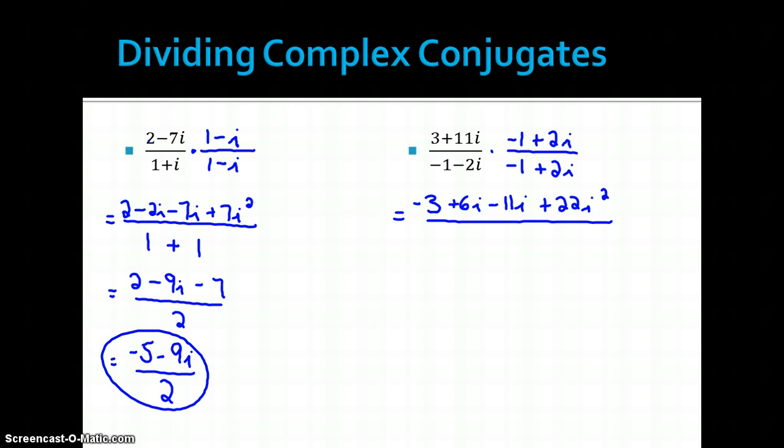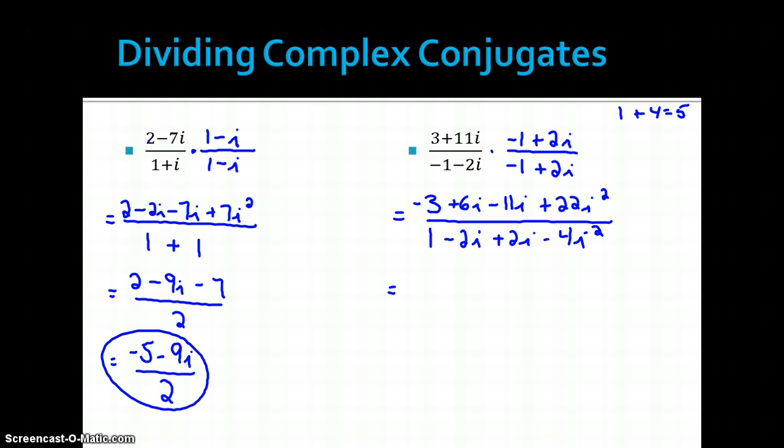I'm going to go ahead through with the denominator here, but our denominator, if we use the shortcut, we should have 1 plus 4. We should have 5 down there, because negative 1 squared and 2 squared. We get 1 plus 4. But let's go through. Negative 1 times negative 1 is 1. Negative 1 times positive 2i is minus 2i. Negative 2i times negative 1 is plus 2i. And then negative 2i times positive 2i gives me minus 4i squared.